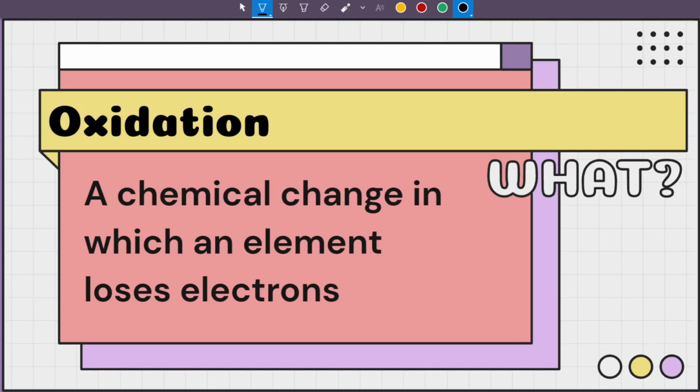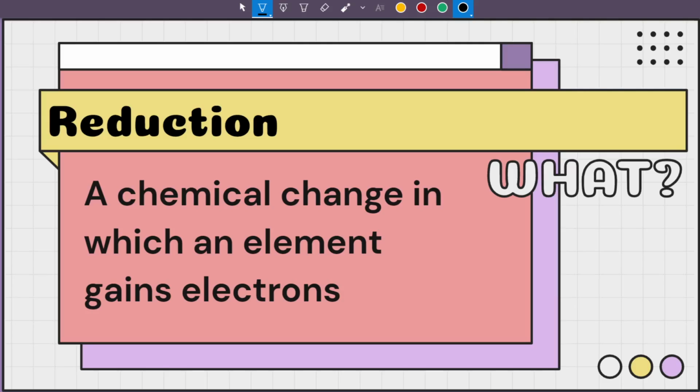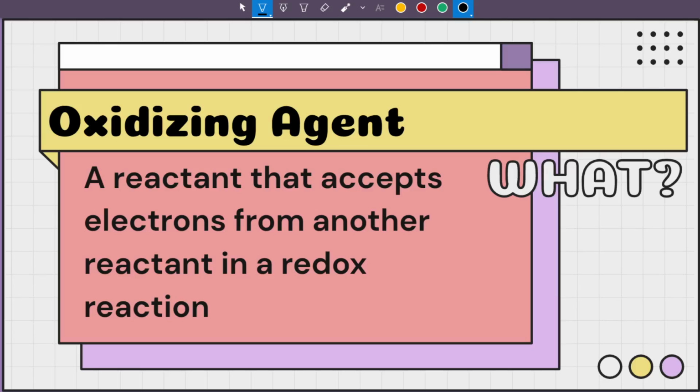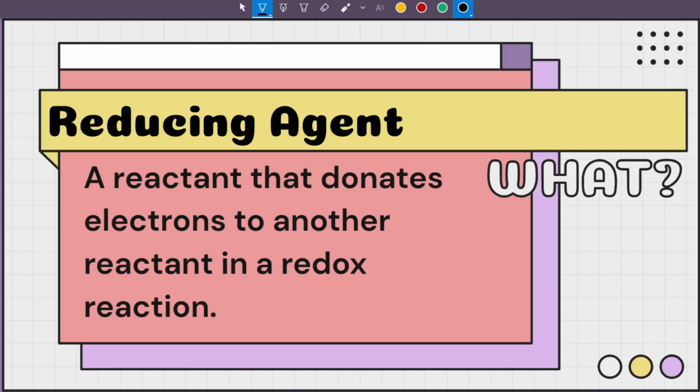On the other hand, in a reduction reaction, whichever element is reduced is the one that gains the electrons. An oxidizing agent is the reactant that is reduced, so it accepts the electrons. And your reducing agent is whatever's oxidized. It's going to be giving up the electrons in a redox reaction.